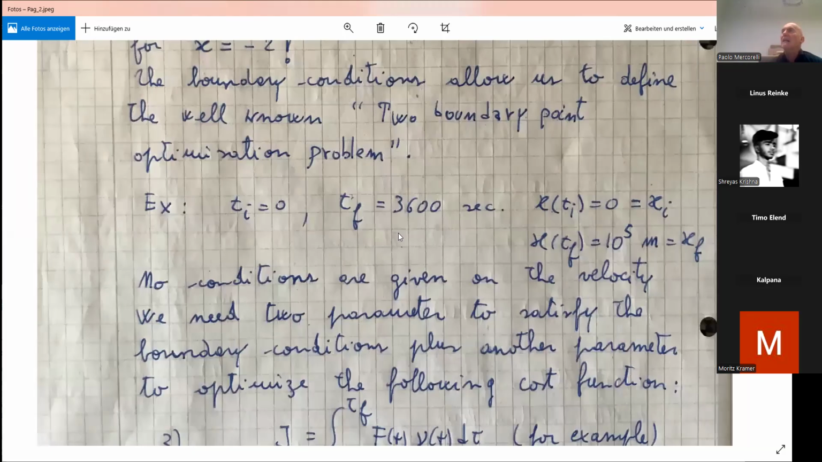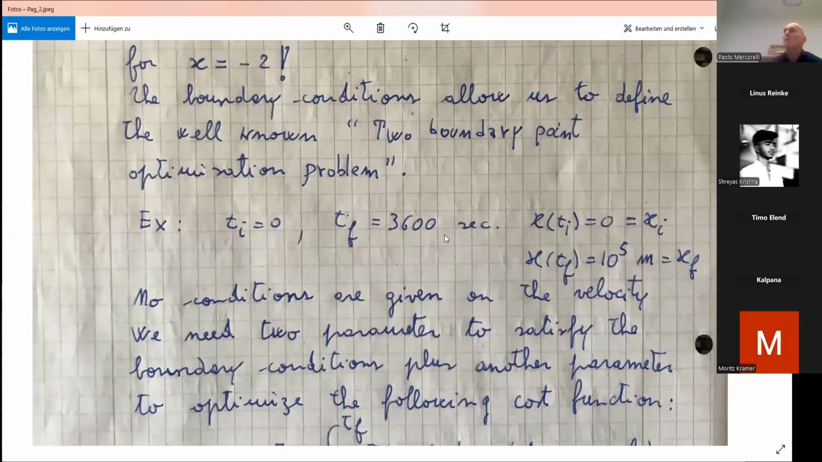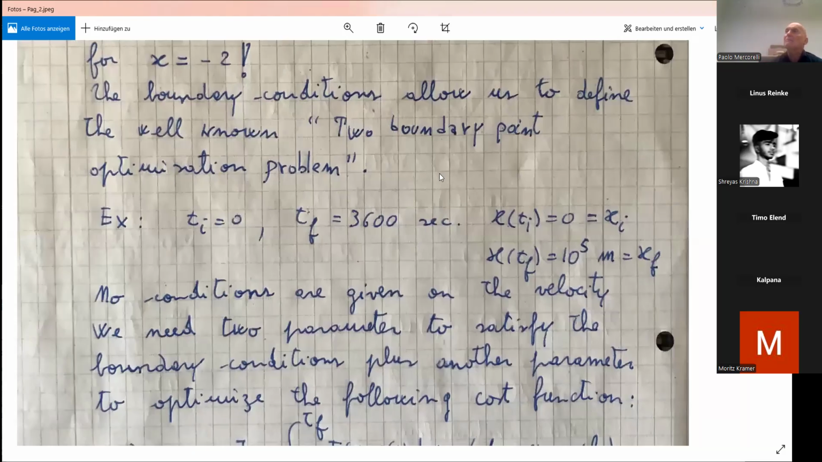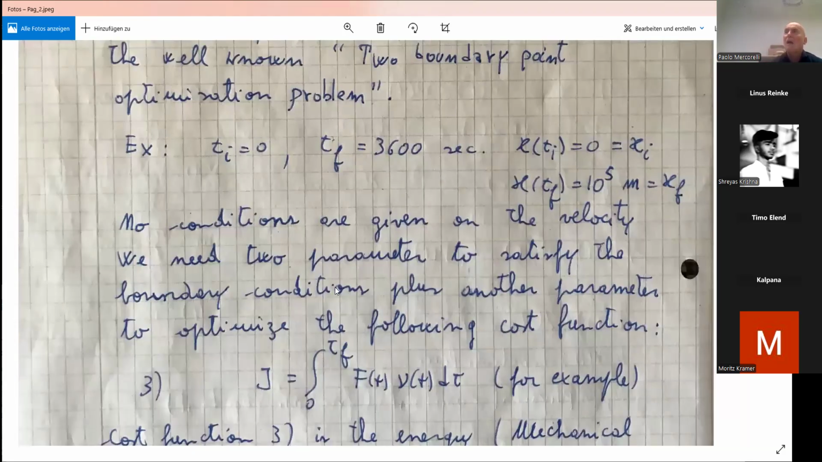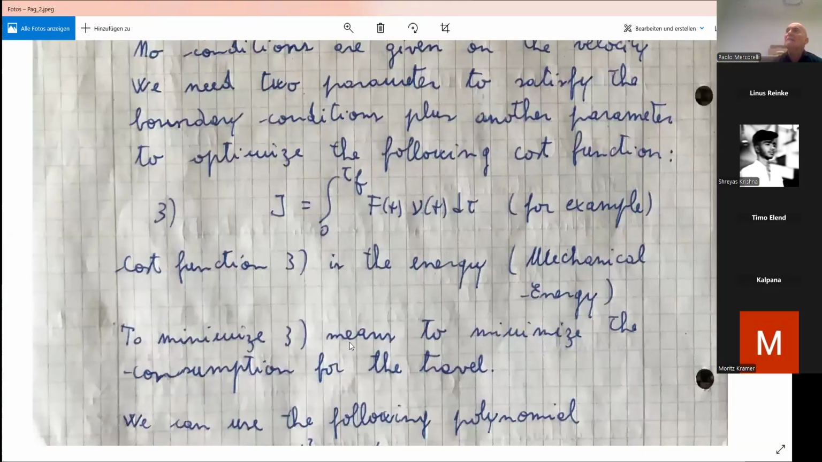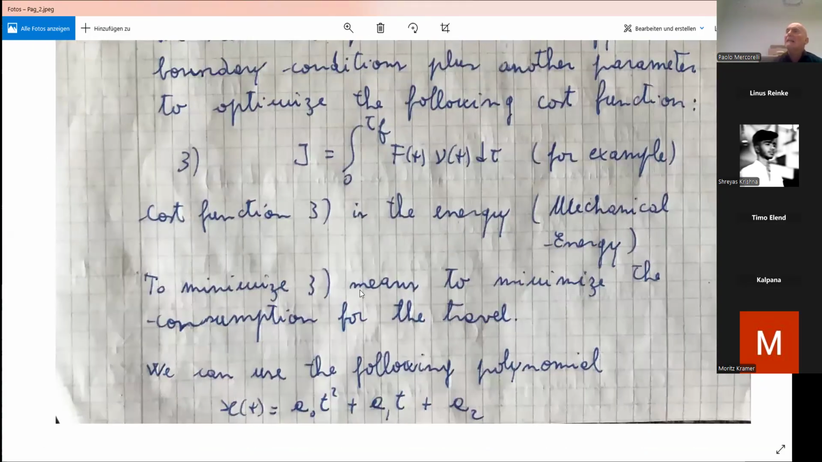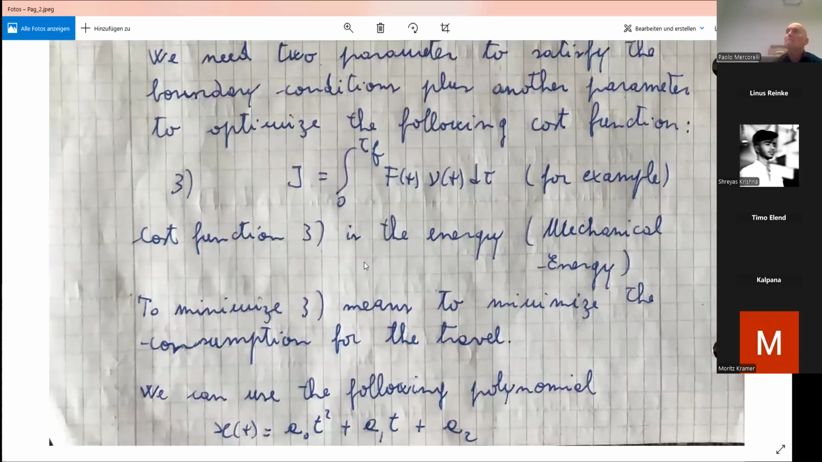I give you some values. It could be that I have time to show you the software. Otherwise, I will upload exactly this example. This is the cost function which I already defined. Let me go ahead a little bit quickly. About the mechanical energy, I already told you. Again, indirectly, to minimize J means to minimize the consumption of the travel. But of course, indirectly, because the chemical aspect, the gasoline, is not present in terms of state. We have just mechanical aspects.